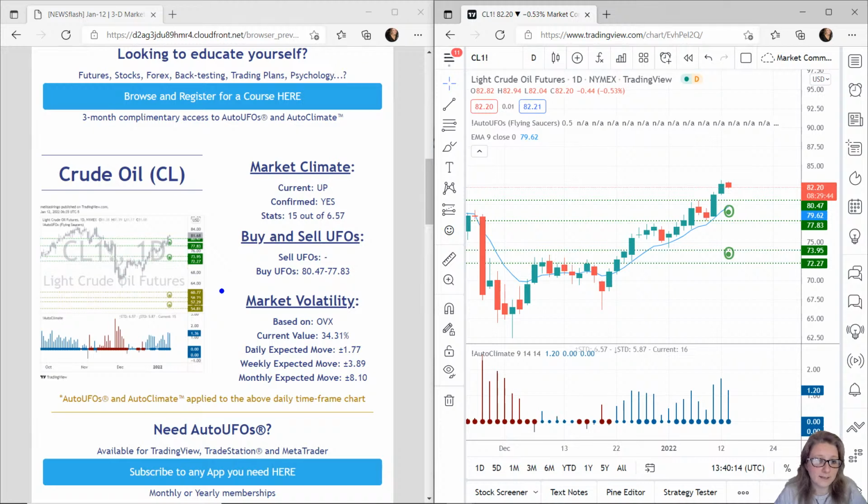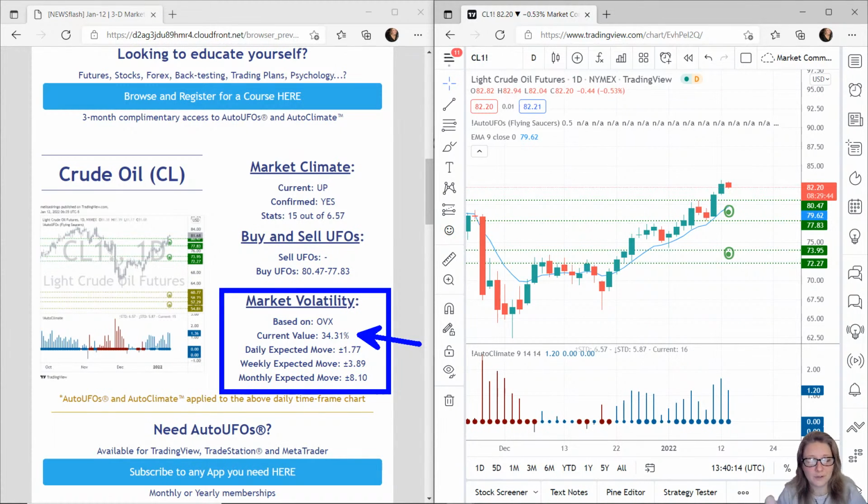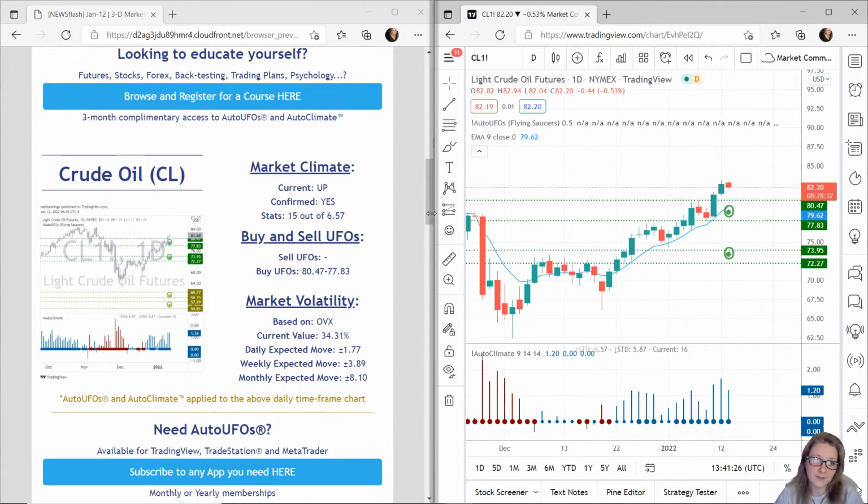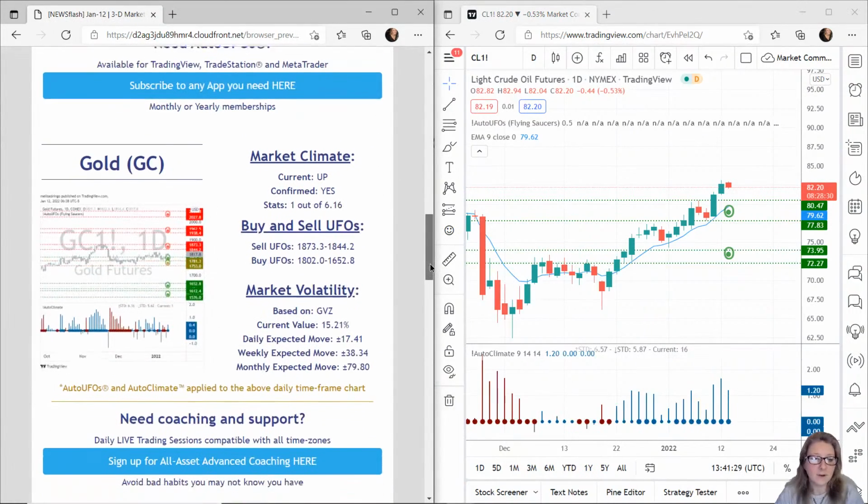In terms of volatility, we'd expect that oil would go up or down in 1 year by 34.31%. So in a day, that's 1.77 points. In a week, 3.89 points. And in a month, 8.1 points. So that's crude oil. The next market is gold.